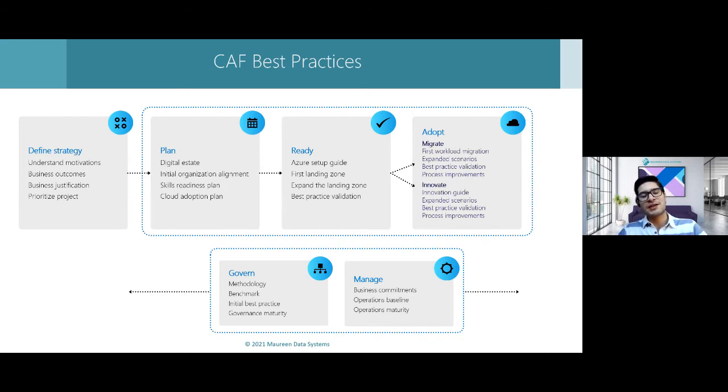Once we have that strategy defined, we can move to the second phase, which is planning. In planning, we need to know, first of all, how is my state right now? We need to make an inventory of all the different applications, servers, services, etc. that we have on premises to make sure that everything that we have will have a substitute in the cloud.